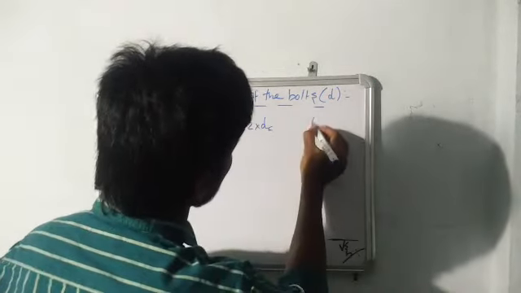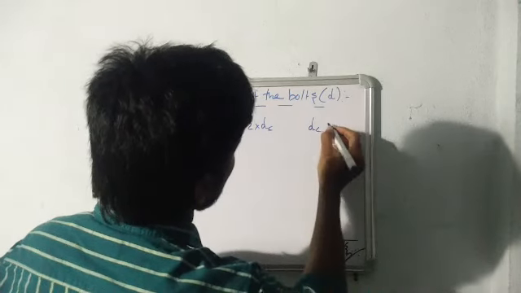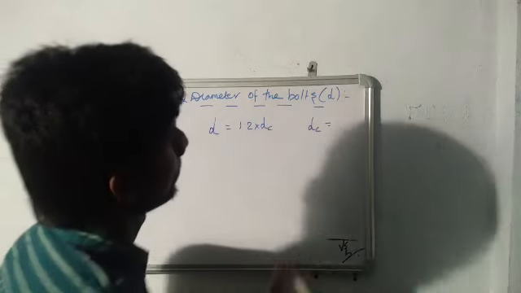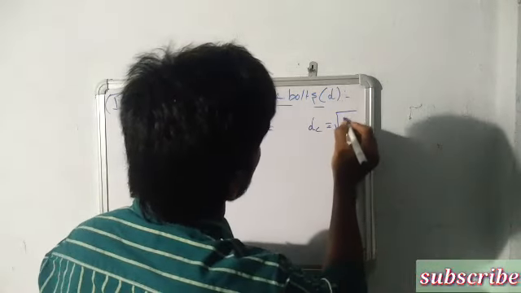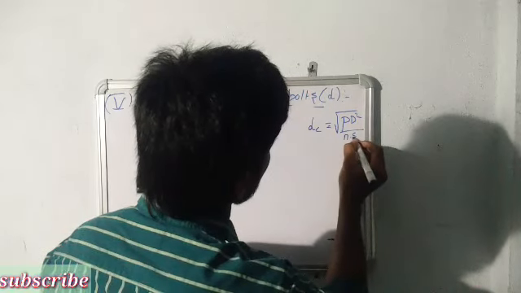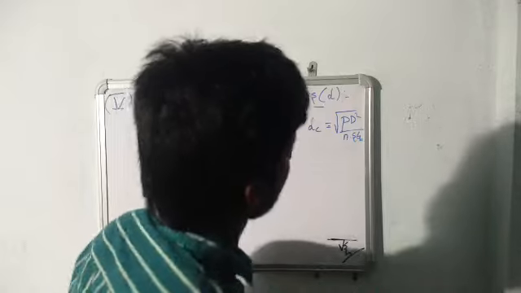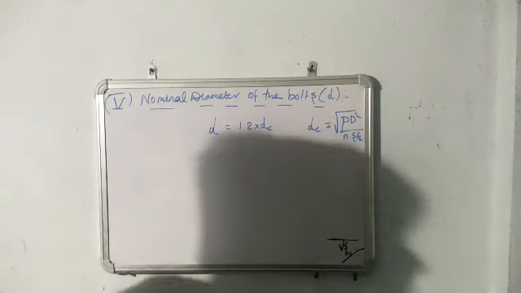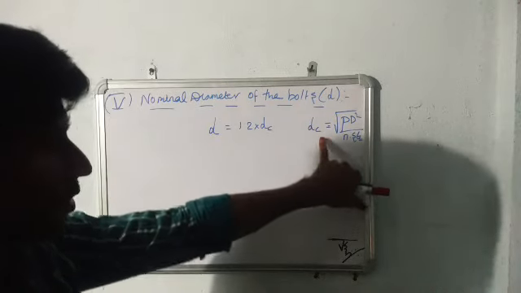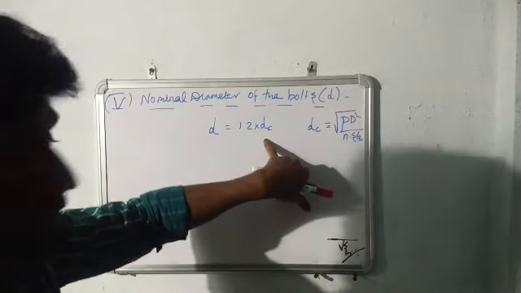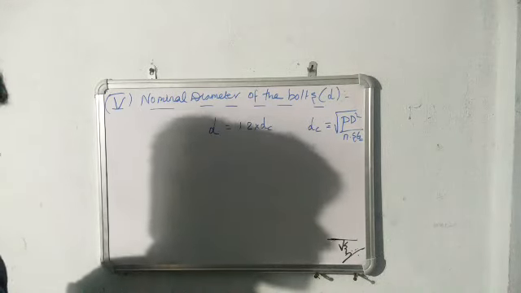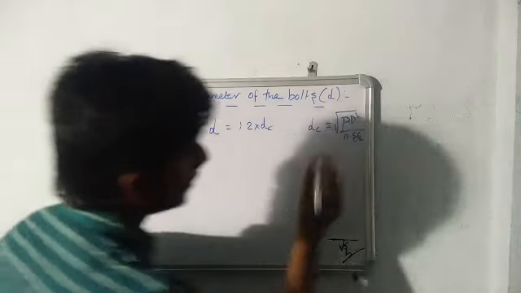So how do we get that core diameter of the bolt? It is equal to root of P D square by N into S T B. That is the formula to find the core diameter of the bolt. When we get the core diameter of the bolt, by substituting this value we get the nominal diameter of the bolts used in the engine cylinder. So let's see each and every term here.